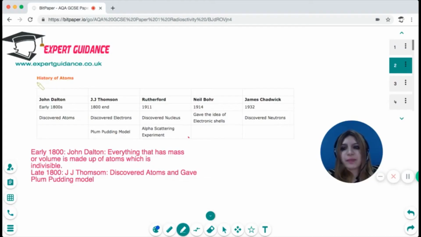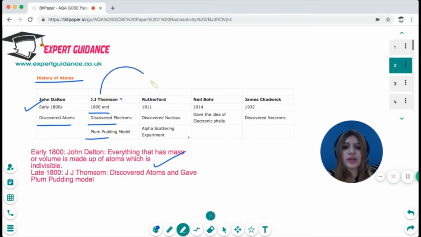So if you remember, the history of the atom began with John Dalton in 1800. He discovered atoms and said that everything that has mass and volume is made up of atoms, which are indivisible. But then came J.J. Thomson, who in 1800 discovered electrons and gave the plum pudding model.